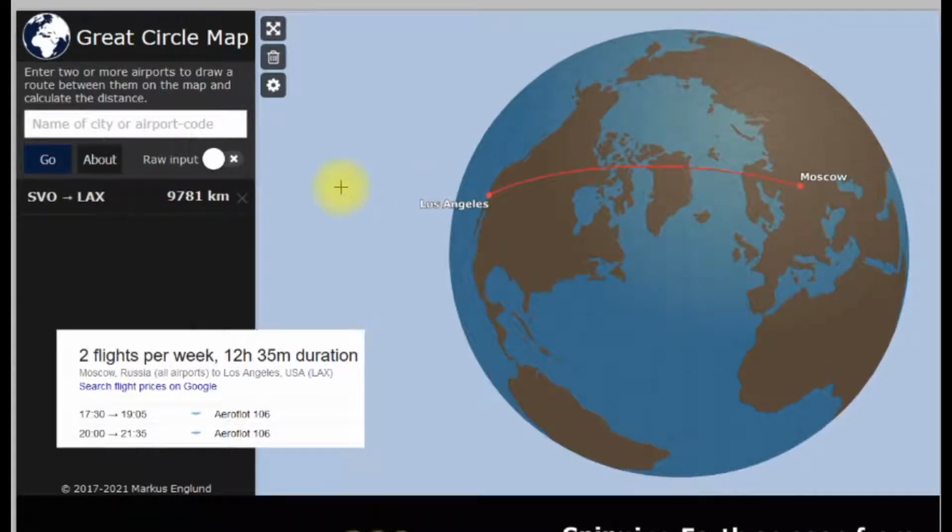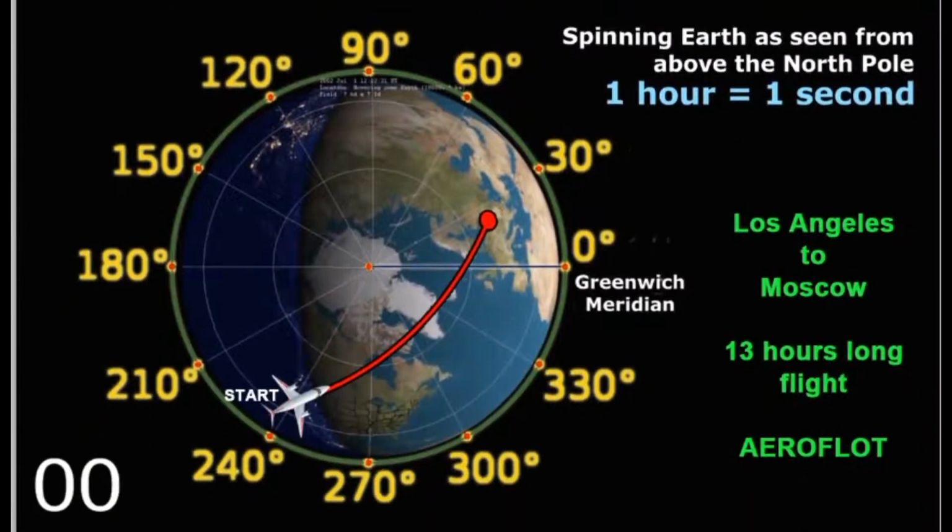We are now looking at this flight, Los Angeles to Moscow. Great circle map, 2 flights per week, 12 hours, 35 minutes duration. I rounded it up to 13 hours, so the counter will show 13 hours. And this is the flight route looking from the top of the ball earth, going from Los Angeles towards Moscow. 13 hours, 1 hour per second, Los Angeles, Moscow, 13-hour long flight by Aeroflot.